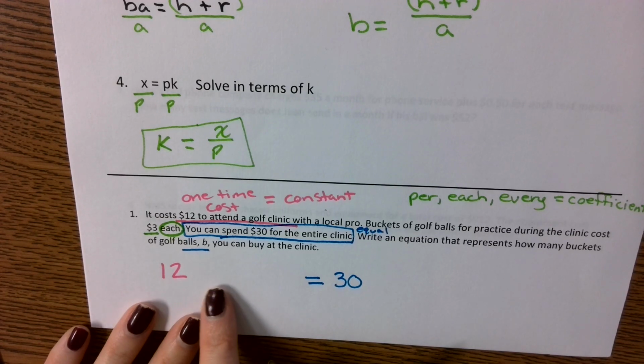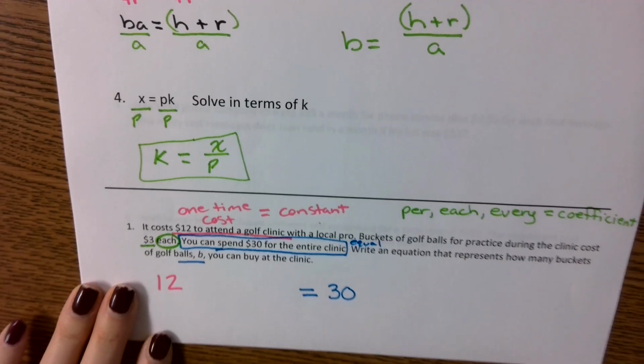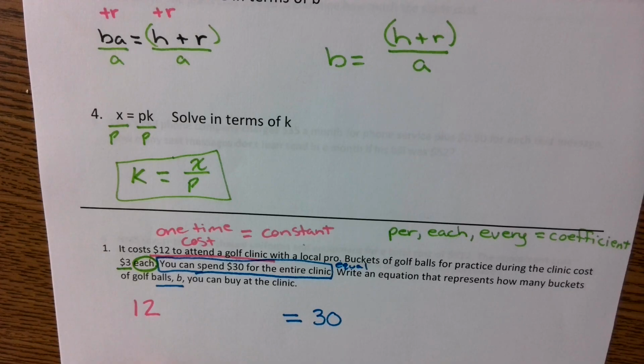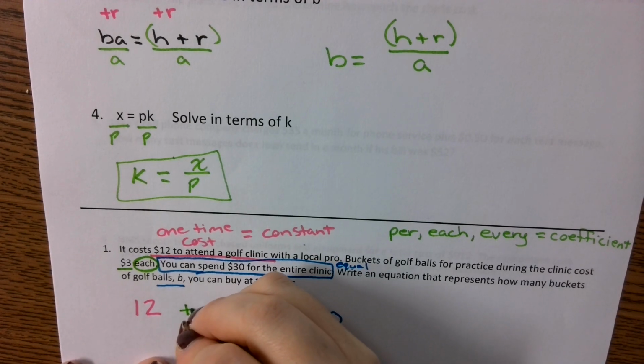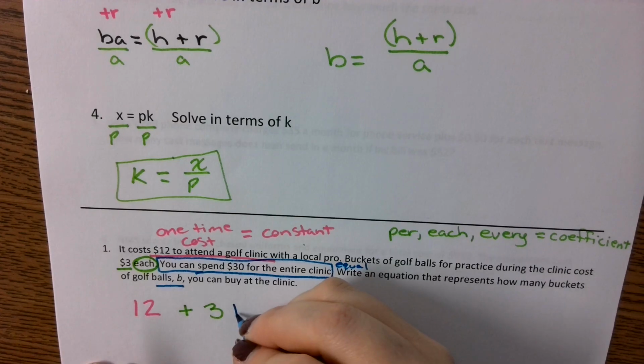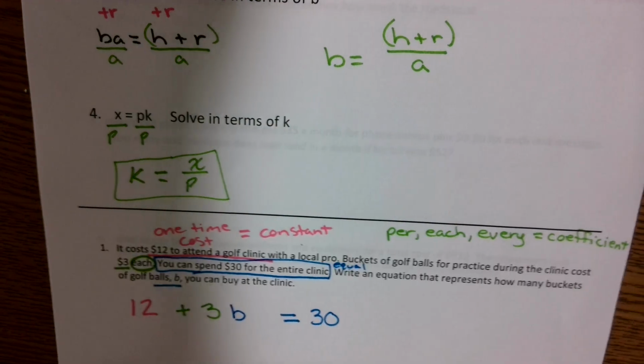So are we adding that price or subtracting that price? Adding, right? We're trying to figure out how much money we're spending total. So we are adding that to the cost of what we're spending, 3, and then our variable b. So there's our equation. Again, you're not solving anything.